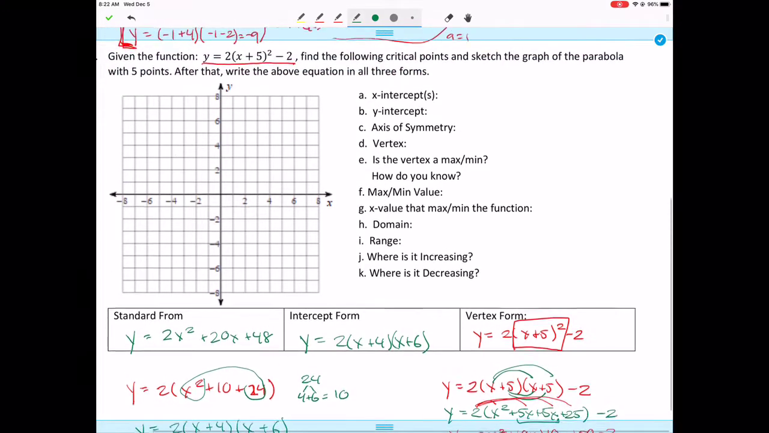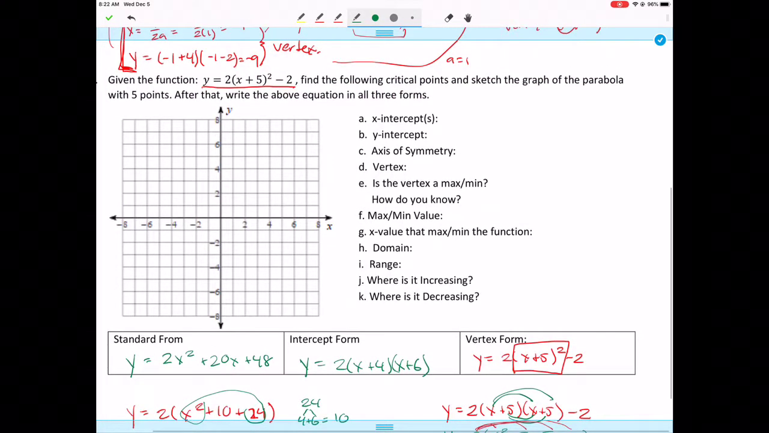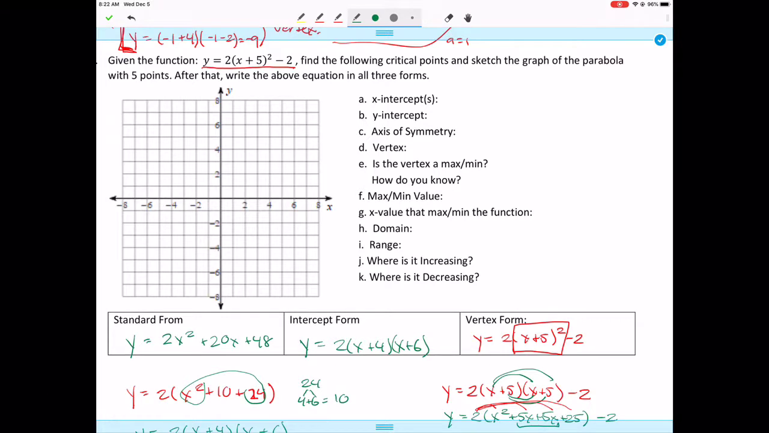Okay. All right, so I just kind of did it backwards. So if you wanted to do it that way, that's just fine. And then you could use that information to find the vertex and things like that. So here we already can tell with our intercept form where our x-intercepts are. Okay.